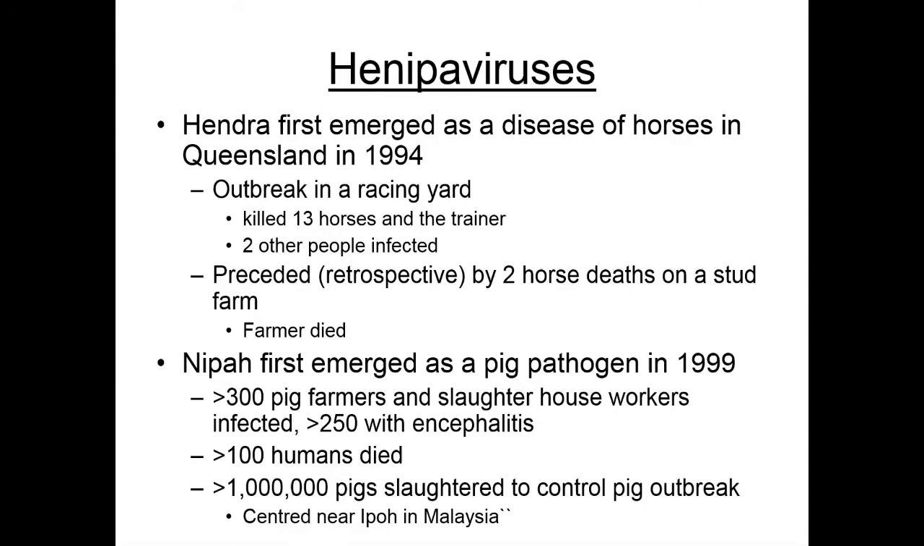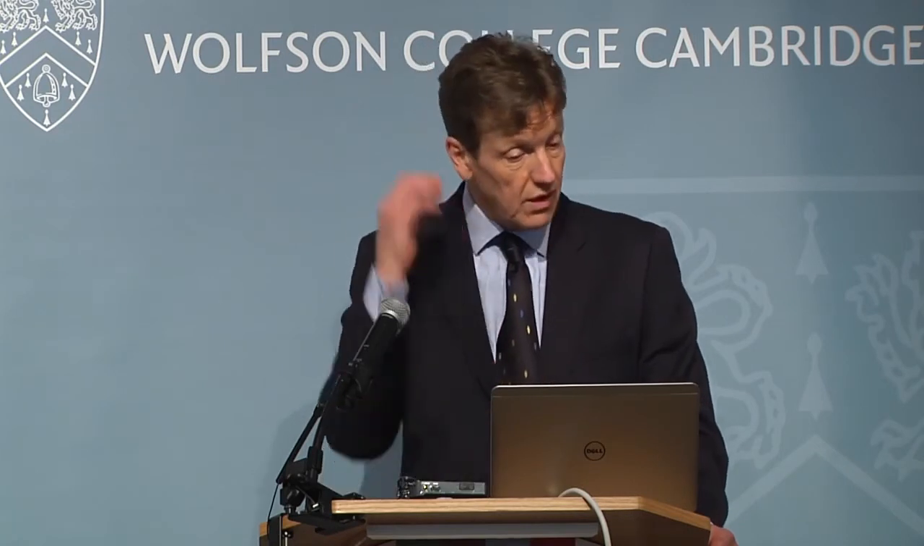In contrast, the Nipah viruses, which have only been identified since 1994, so only just over 20 years, first emerged as a new virus family. The first virus started as a family of its own in terms of our recognition in 1994, where there was an outbreak of respiratory disease in a racing yard just outside Brisbane, in a small suburb called Hendra, which I think is named after an even smaller village in North Cornwall on the coast.